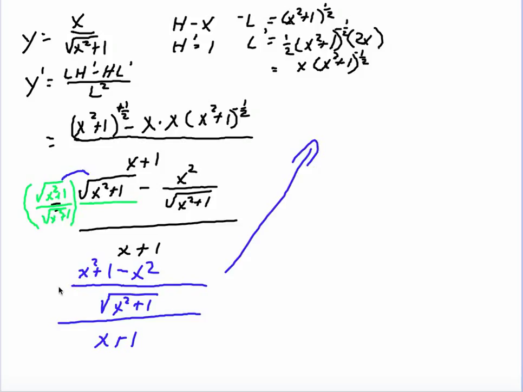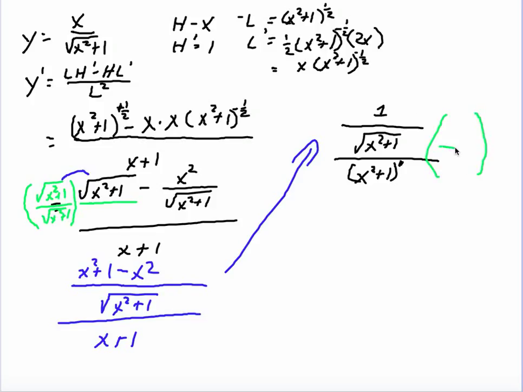I'm going to come up here with it. x squared plus 1 minus x squared. I'm going to go back to black. So I have 1 over square root of x squared plus 1 all over x squared plus 1. And right now I'm going to put this in parentheses and raise it to the first power because that's what it is. Okay, now to get rid of this compound fraction, you can do this mentally.